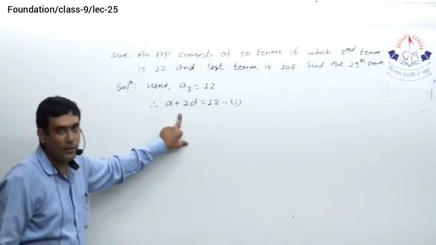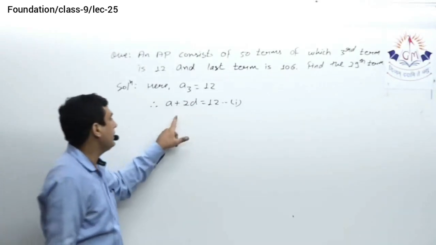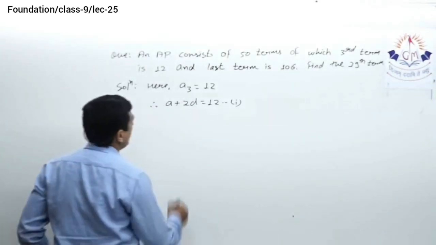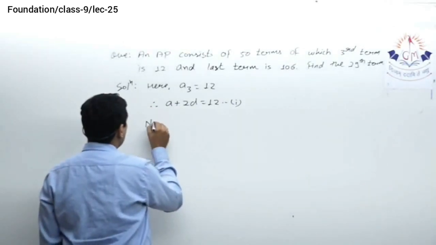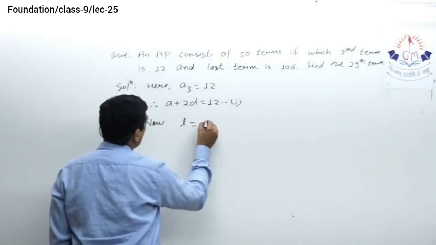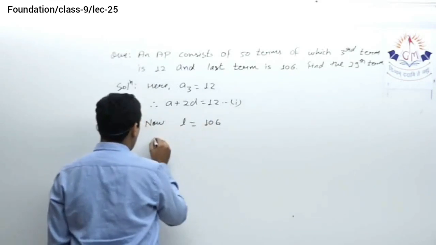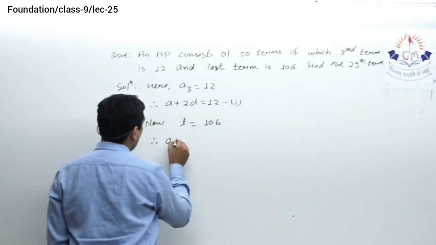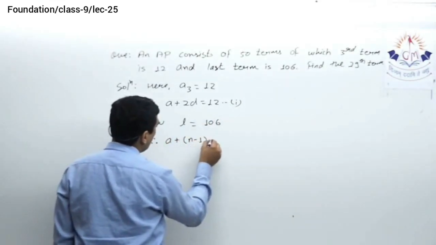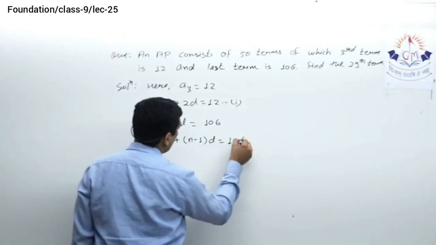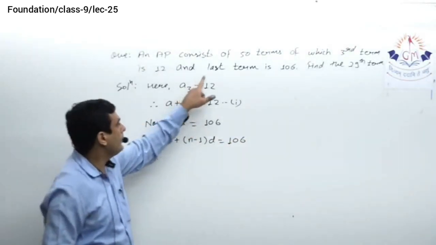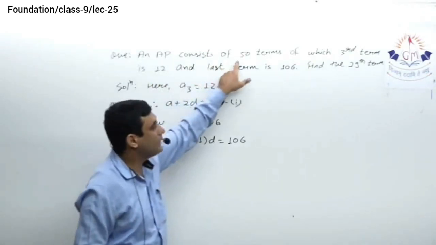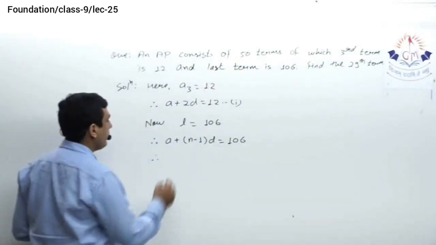I use the formula A plus n minus 1 into D, that gives me A plus 2D equal to 12. Last term is 106. Now L is equal to 106, and L is equal to A plus n minus 1 into D equal to 106. Now what is n? N is the number of terms. How many terms does this AP have? It is given, it has 50 terms. That means n equal to 50.